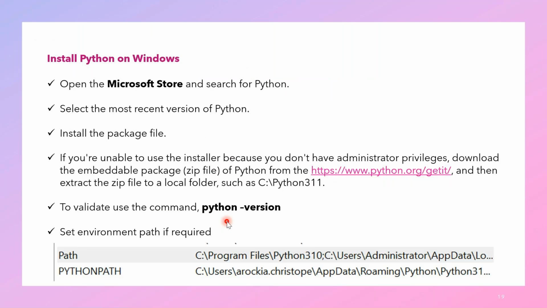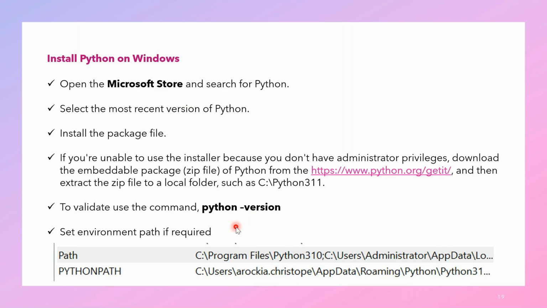For Python on Windows, there are two options. One is you can check the Microsoft Store and install from there. Otherwise, you can download from python.org, where you will get the exe file, and you just go and install that.